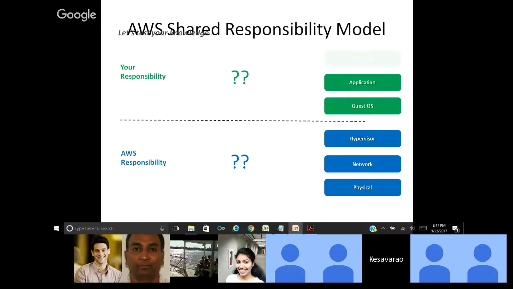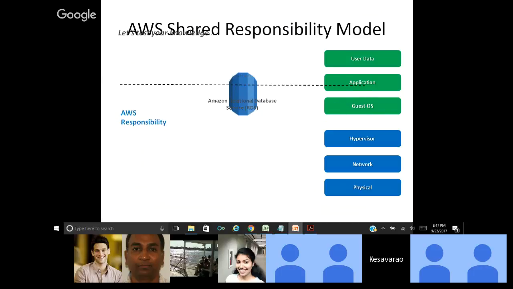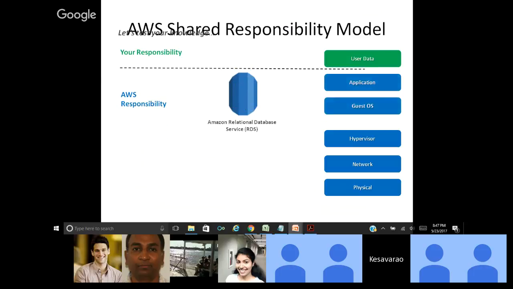And we talked about responsibility also. The AWS infrastructure comes with a shared responsibility model, which means that though it is a managed service, there are still some things that are our responsibility, at least the user data part.